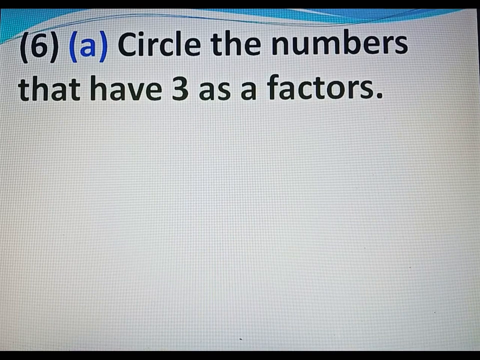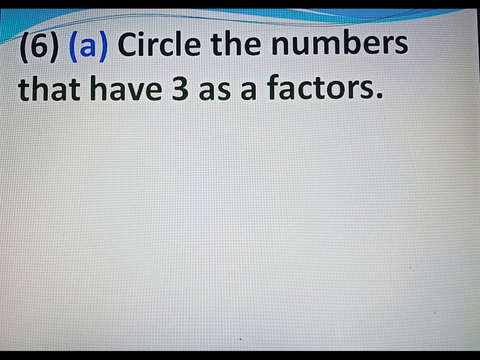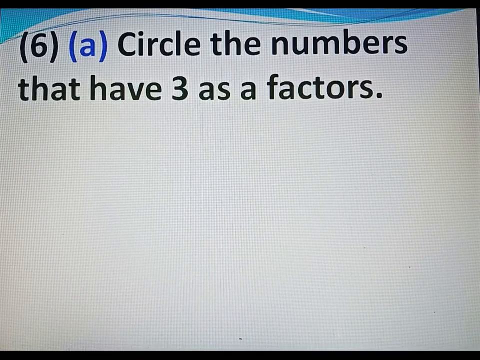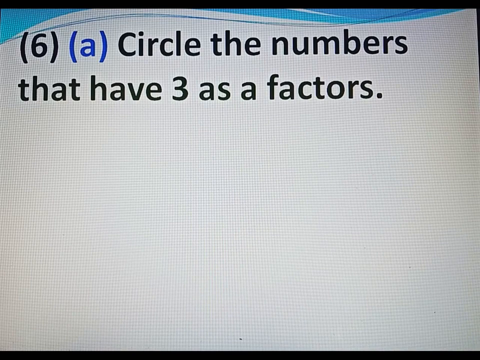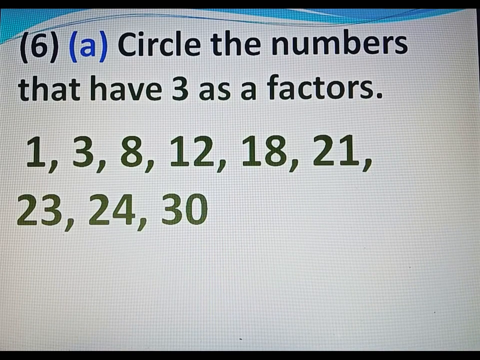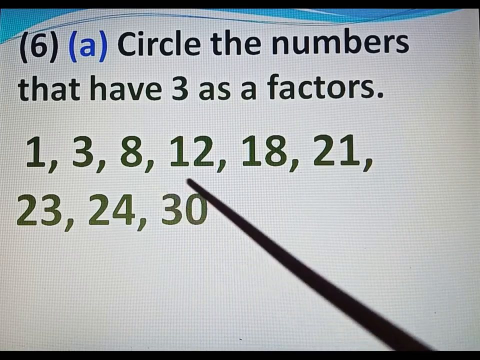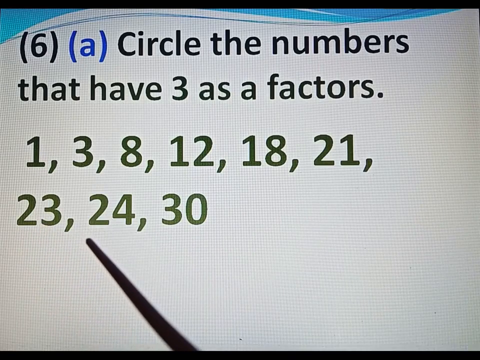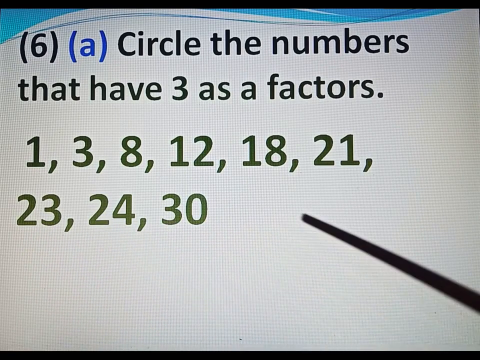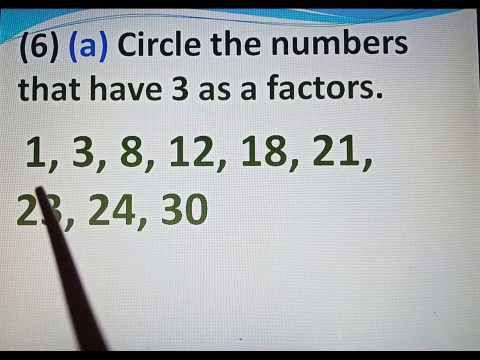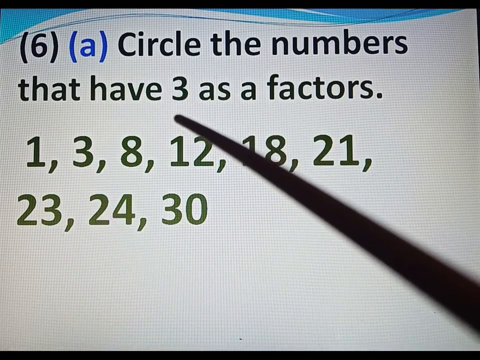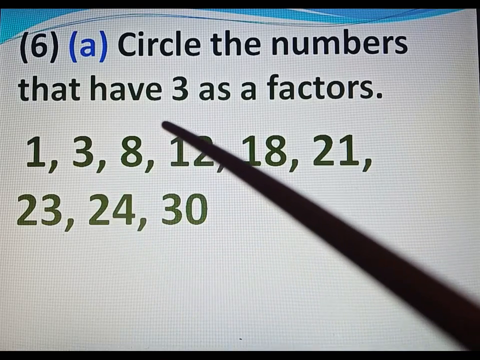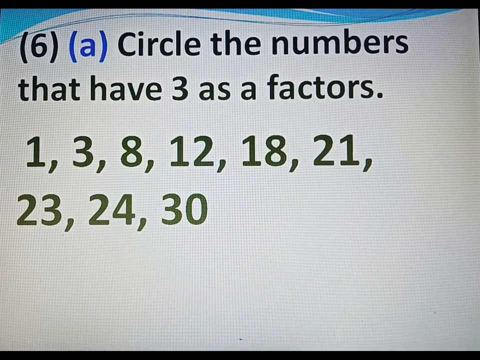Now question number 6, A part. Circle the numbers that have 3 as a factor. We have to circle those numbers that have 3 as a factor, means those numbers which are divisible by 3. 1, 3, 8, 12, 18, 21, 23, 24, 30. Now see, 1, no. Next number 3 is divisible by 3. So 3 has a factor of 3. So we will circle this number 3.